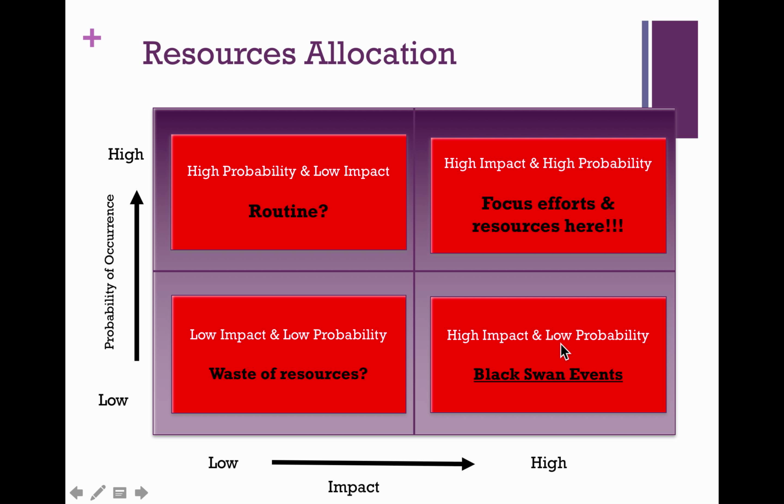High impact, low probability events, also called black swan events. It's not a reading for this class, but I definitely recommend it. The term was coined not too long ago, but it basically refers to very low probability but high impact events, things that were not on our radar that happened.